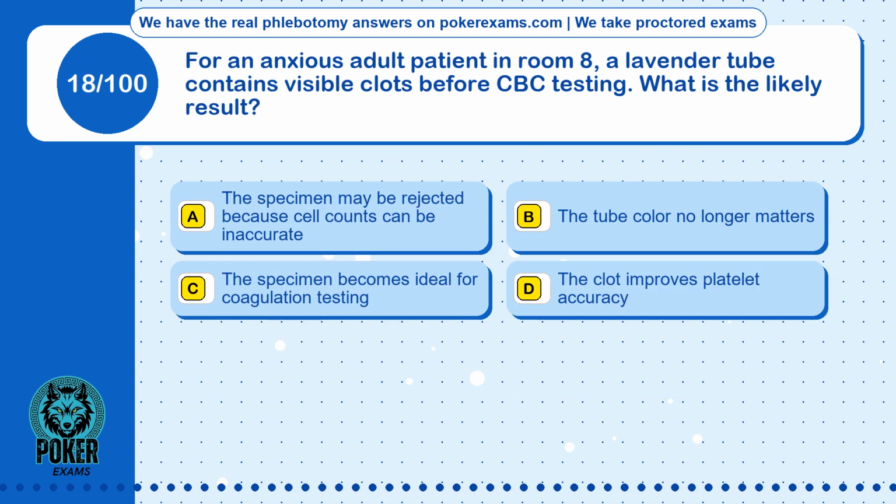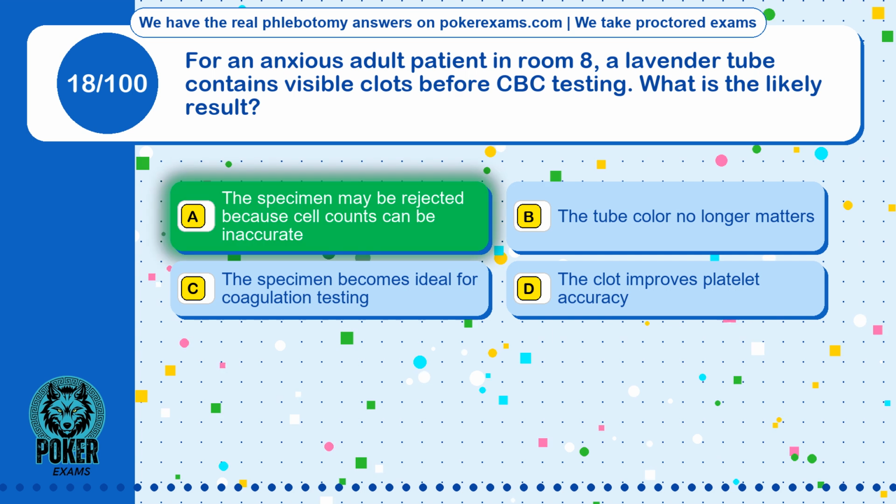Question 18. For an anxious adult patient in room 8, a lavender tube contains visible clots before CBC testing. What is the likely result? Option A. The specimen may be rejected because cell counts can be inaccurate. Option B. The tube color no longer matters. Option C. The specimen becomes ideal for coagulation testing. Option D. The clot improves platelet accuracy.